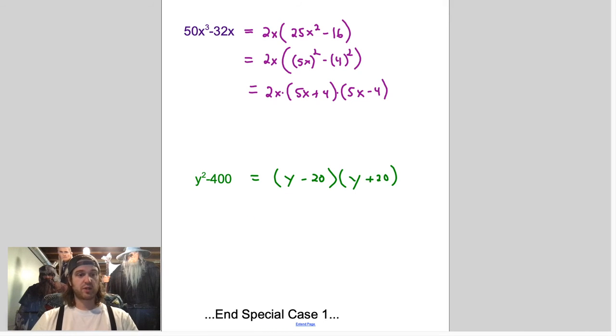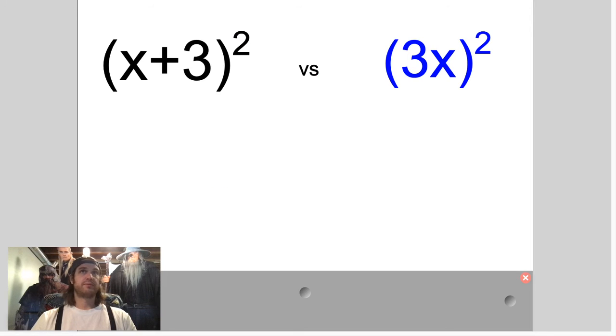All right, so that's the end of special case 1. That's called the difference of squares. And again, we recognize that by seeing one thing minus another thing, and they're both perfect squares. Moving on.